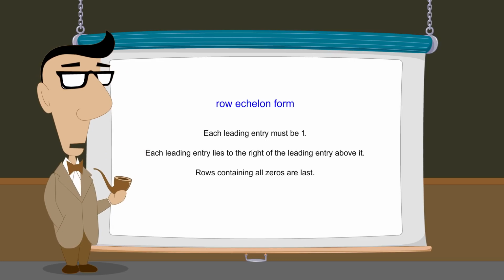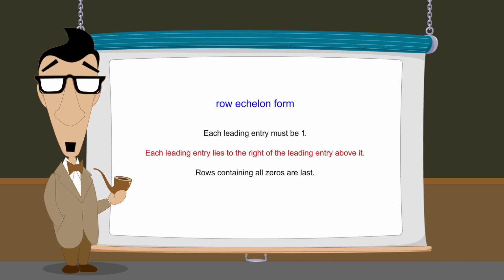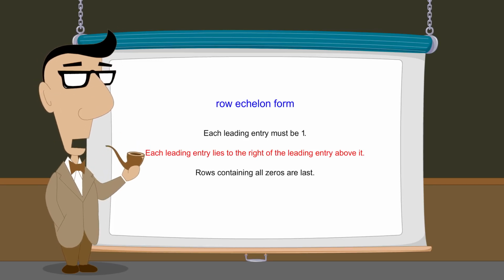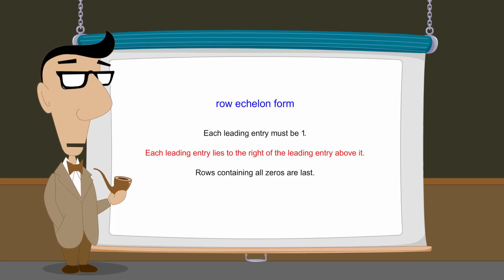Since in row echelon form, each leading entry must lie to the right of the leading entry above it, the zeros below the leading entries will typically form a stair-step pattern at the bottom of the matrix. Let's take a look at some examples of matrices in row echelon form and see why this happens.